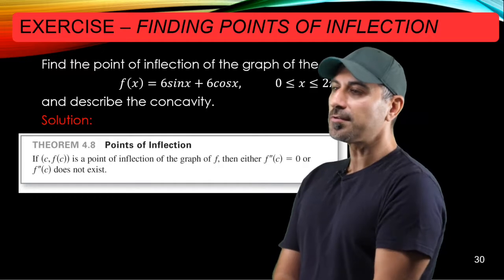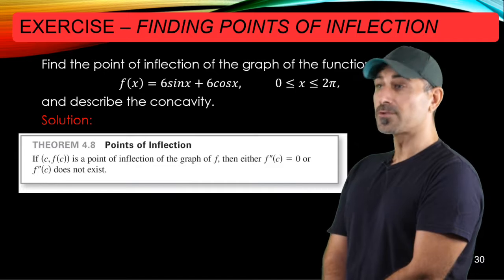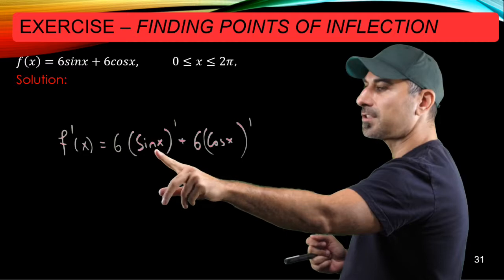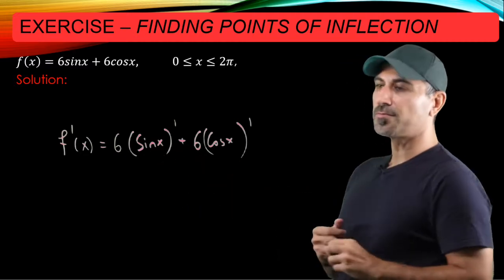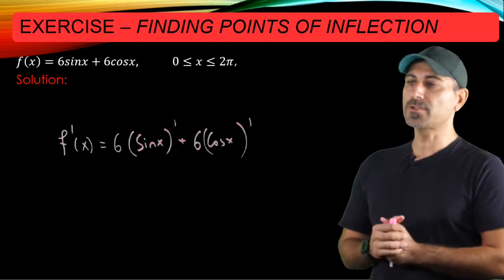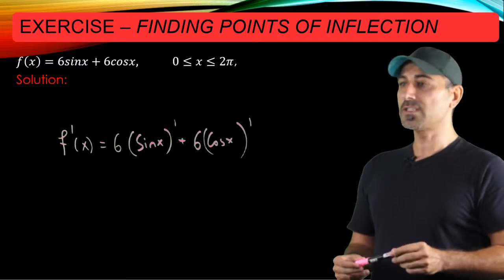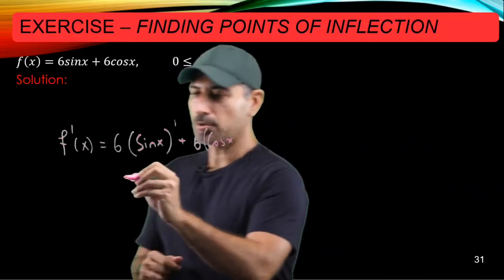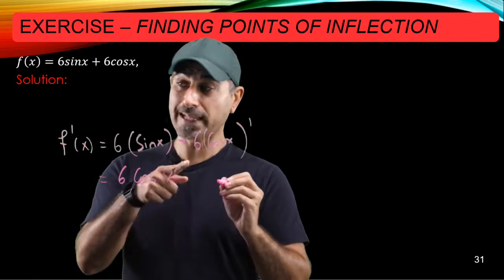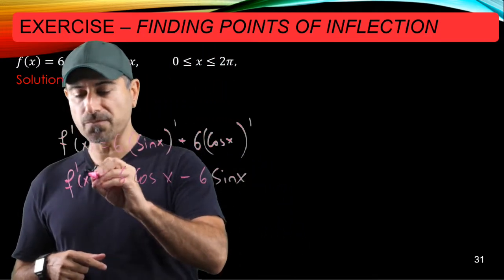We need the second derivative of this function to continue with. So why don't we go ahead and start by finding the first derivative of the function. The first derivative is 6 times the derivative of sine plus 6 times the derivative of cosine. It's time to check the formula card for differentiation, just to check the derivatives of sine and cosine. It turns out that sine has a derivative of cosine and cosine has a derivative of negative sine. So this should be minus sine x.